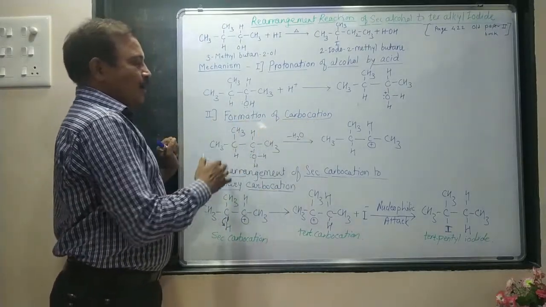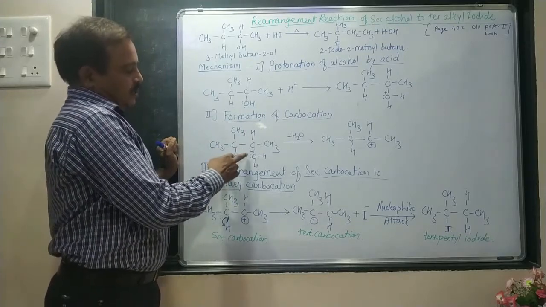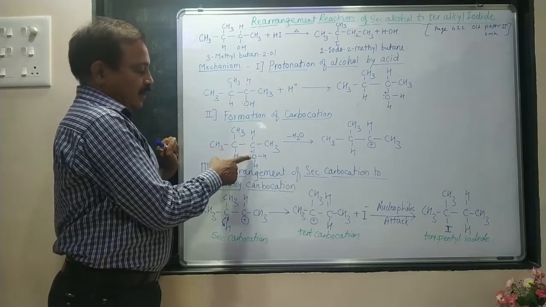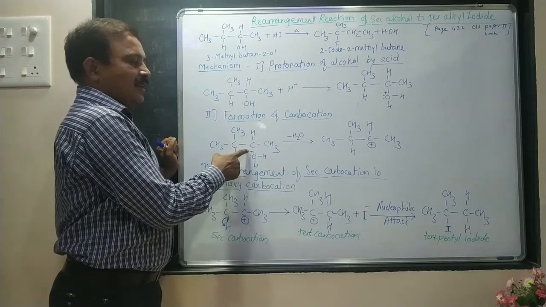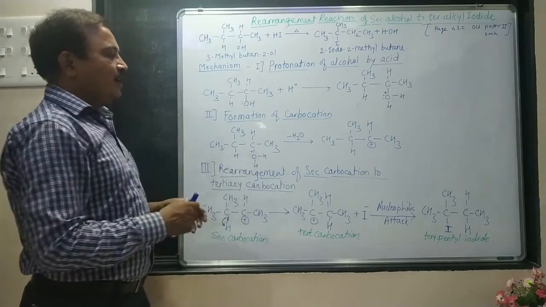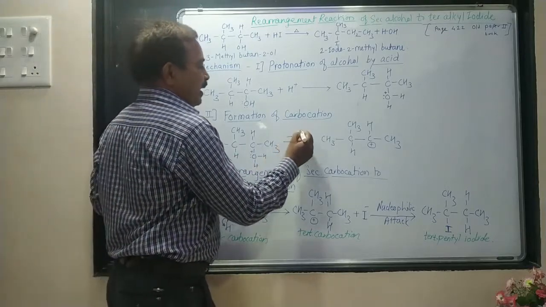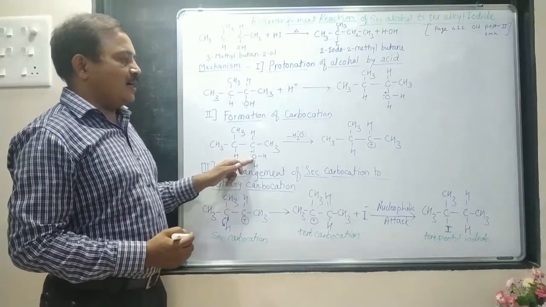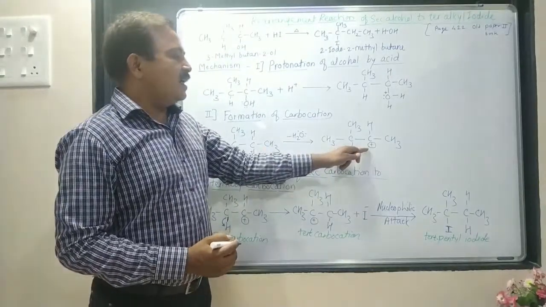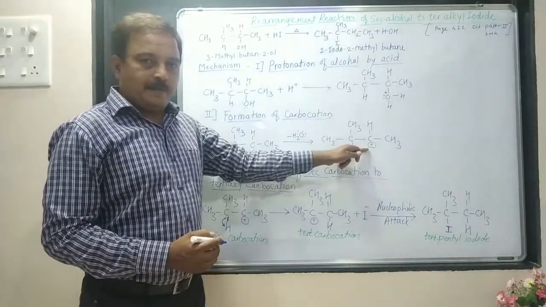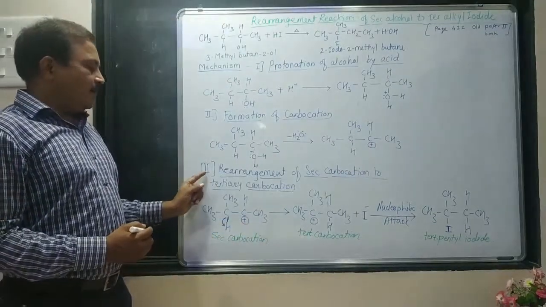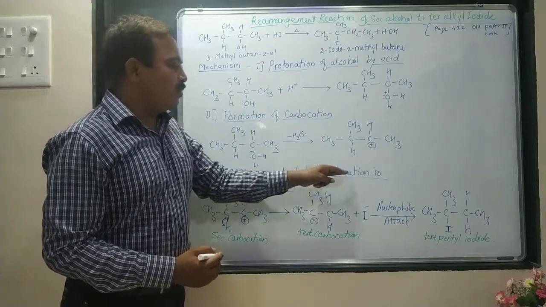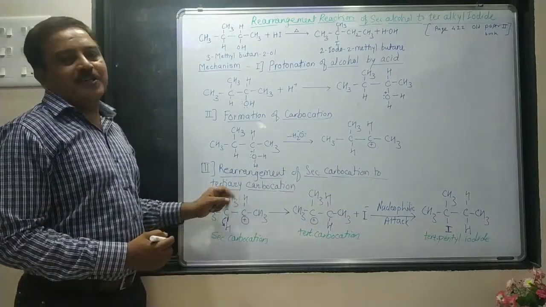So how will the carbocation form? Dehydration should take place. Here the bond between carbon and oxygen breaks unsymmetrically to form a water molecule, and the shared pair of electrons will stay on the oxygen atom to form a secondary carbocation. Now step number 3, that is rearrangement of secondary carbocation to tertiary carbocation.